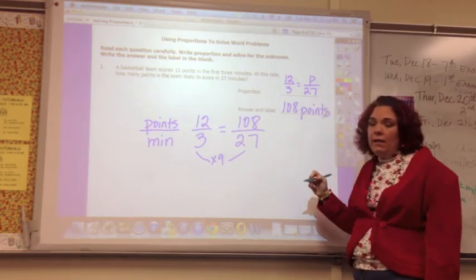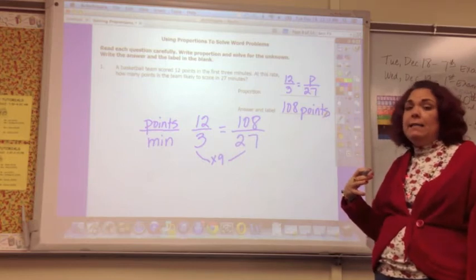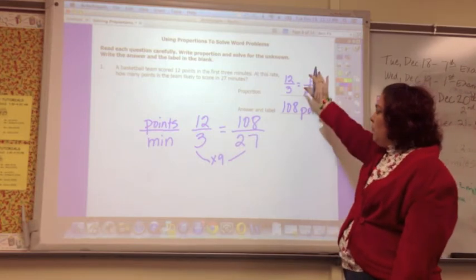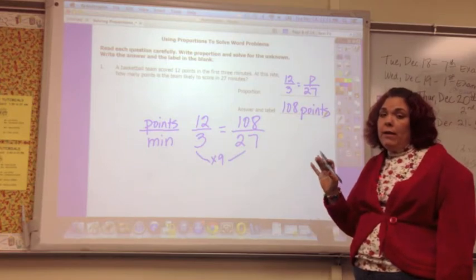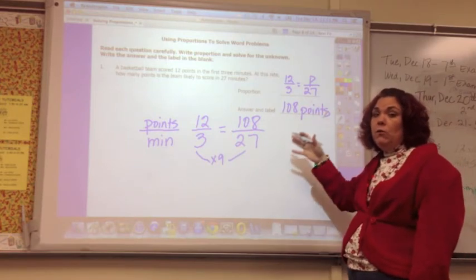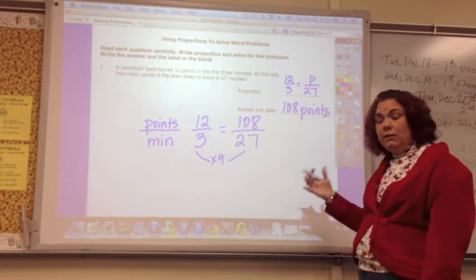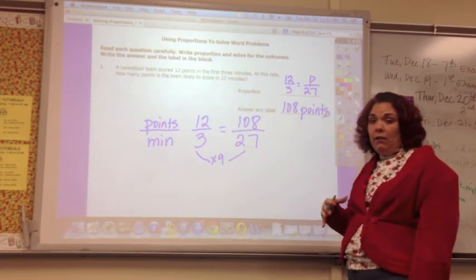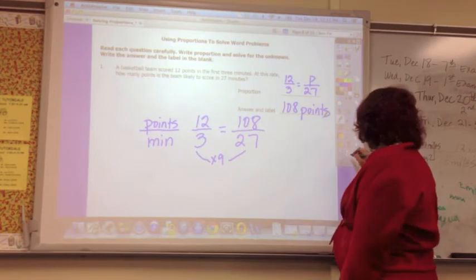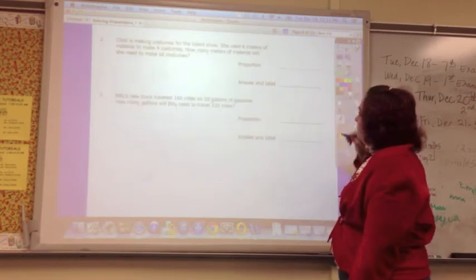Okay, so go ahead and number your paper. Leave space for your proportions and for your answer and to show your work. But you're going to go from 2 to 10. And I'm going to do some with you and you're going to do some on your own. And then you're going to bring this piece of paper to class to go over it.